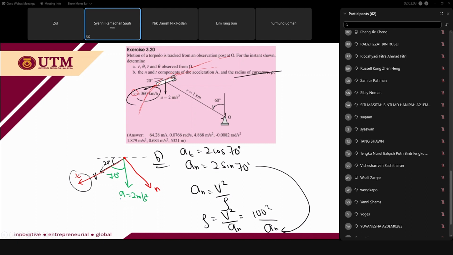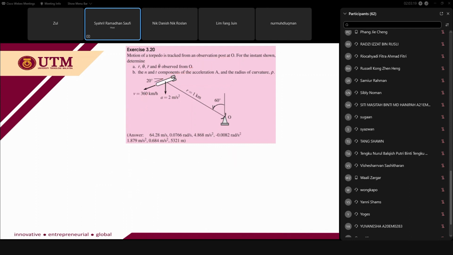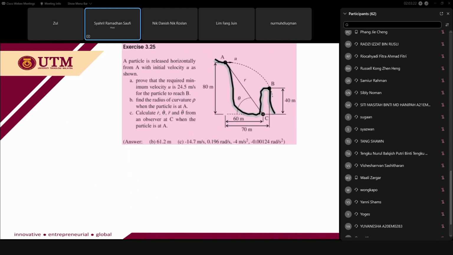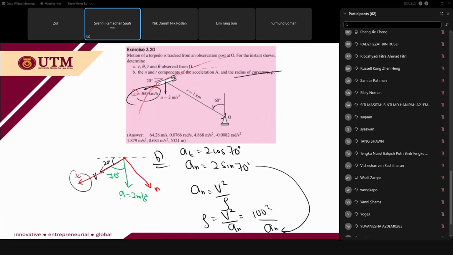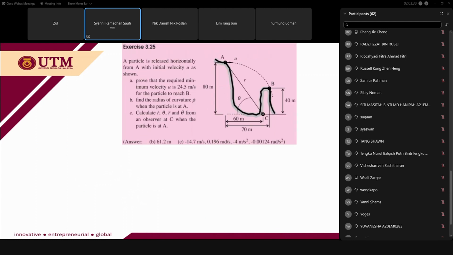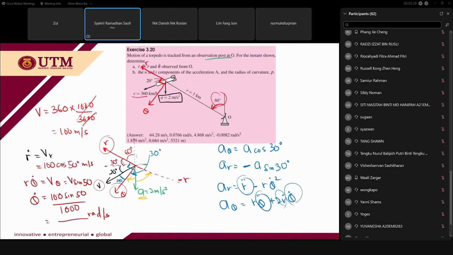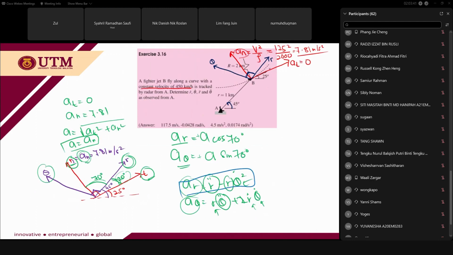Okay, any questions so far? Ada soalan tak? Okay, so if there is no question, I think I will end the class at this slide. So actually, we have already done this chapter. We just do the exercise. So you can try all the other exercises. Maybe in the next class, I will do this last exercise. Okay. So any question?